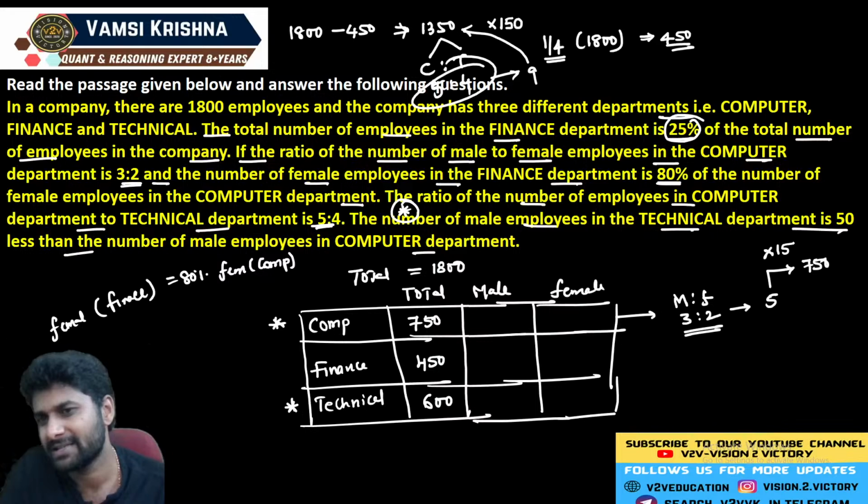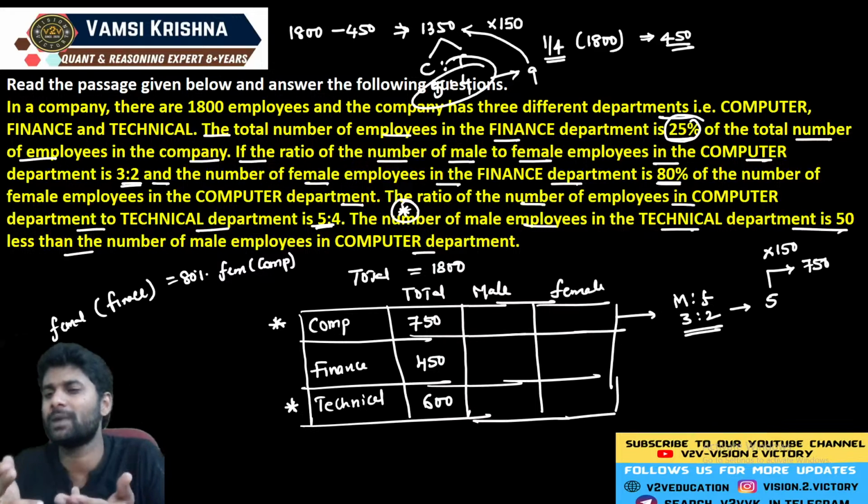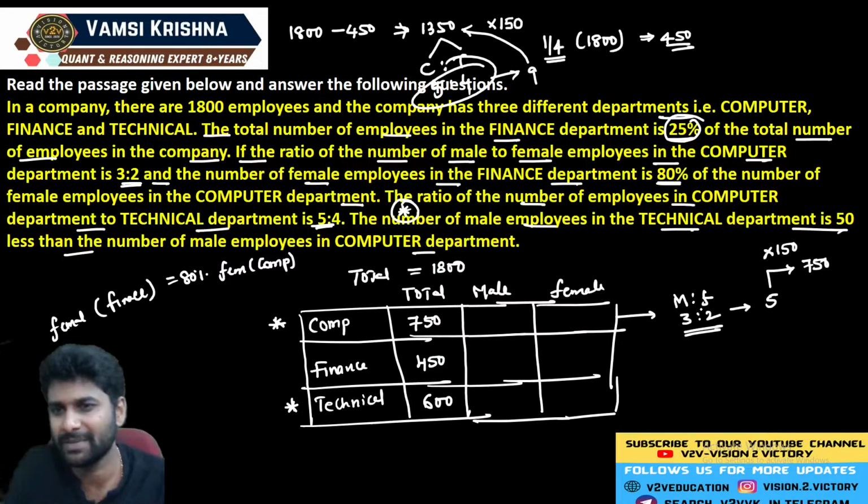Now multiply here. Each number is multiplied by exactly 150. See, 5 times 150 becomes 750. Now, the number of males means 3 is multiplied by 150. So 3 times 150 is 450, right? Now 2 is multiplied by 150, it becomes 300.